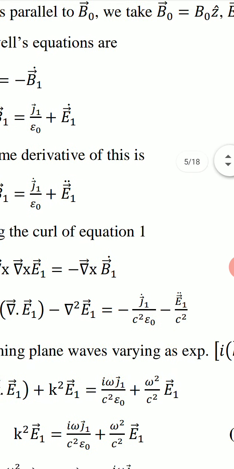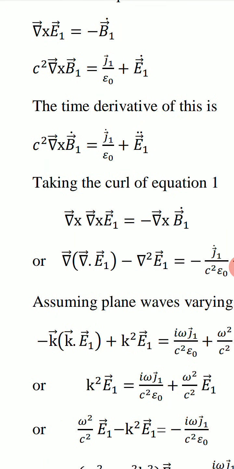If we take time derivative of this equation, Maxwell's fourth equation, then B1 vector becomes B1 dot. We operate by delta upon delta T in left hand side and in right hand side. So in left hand side we find C square del vector cross B1 dot vector, and in right hand side we get J1 dot vector upon epsilon 0 plus E1 double dot vector.